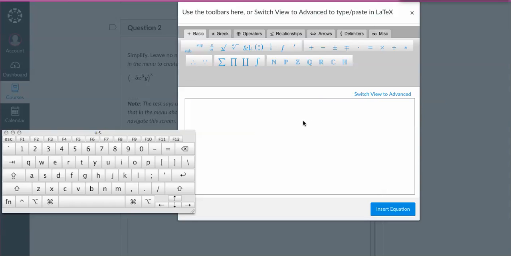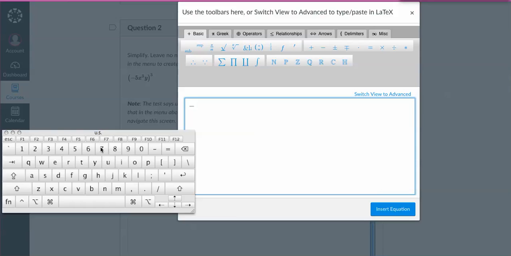Okay, I've brought up my keyboard viewer so you can see what I'm doing on my keyboard. I'm going to click into my box here, and click onto the negative key. Did you see that happen? That's the negative key right there. Maybe I'll just do it here on my keyboard.